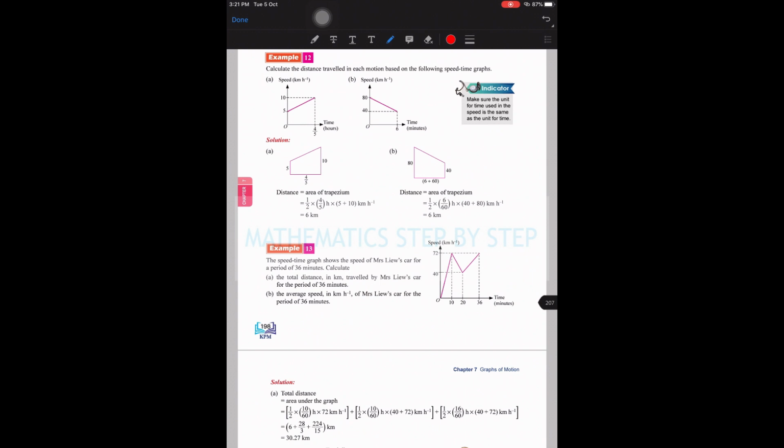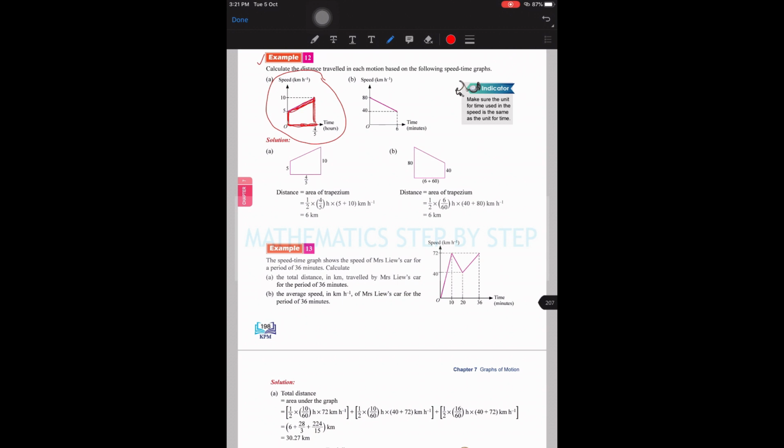Okay, so let's go through example 12 together. Calculate the distance traveled in each motion based on the following speed time graph. Okay, so we can see that the area under the graph is a trapezium. Okay, this part.